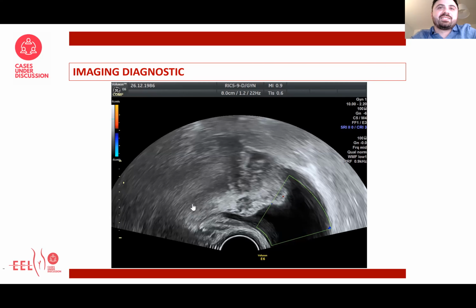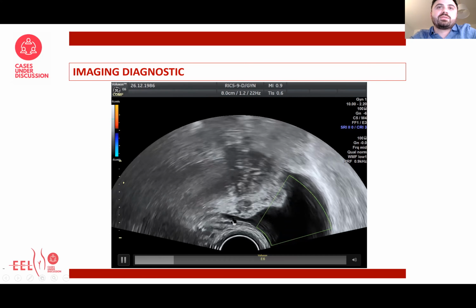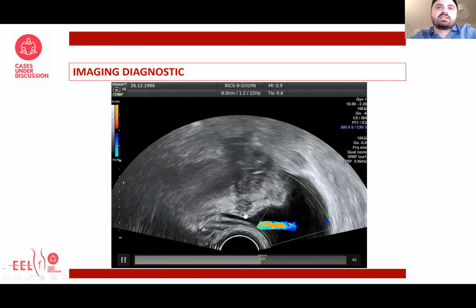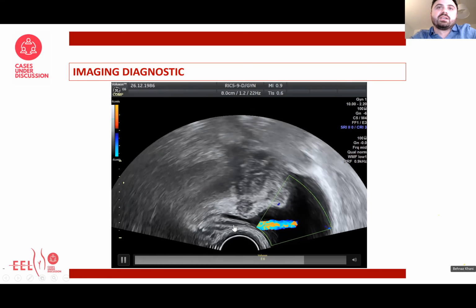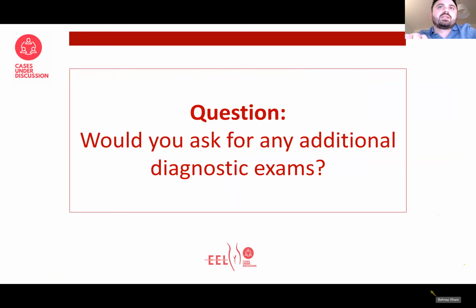So this is the video from the ultrasound showing the two nodules, showing the right ureter. So this shows that the lesions are far away from the ureter. Then the renal ultrasound excluded hydronephrosis. And here comes the next question. Would you ask for any additional diagnostic exams?